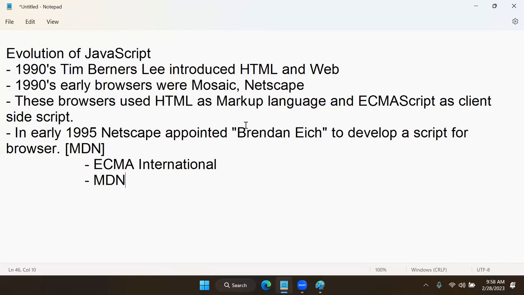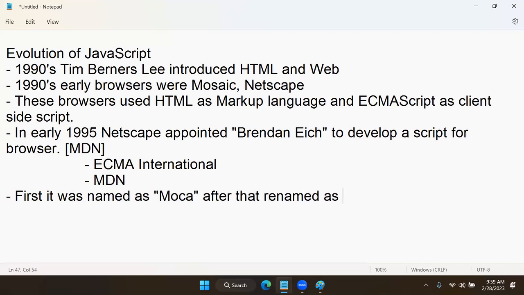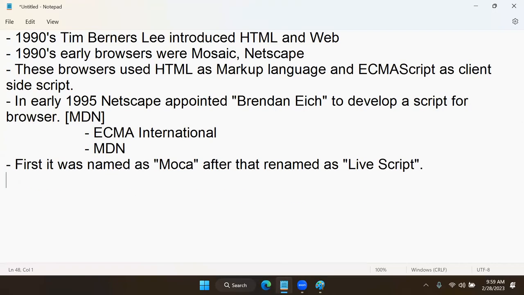Actually, Brendan Eich developed a script for the browser, but when he developed it, first it was named Mocha. After that it was renamed LiveScript. So first its name was Mocha, and after Mocha, its name changed to LiveScript.